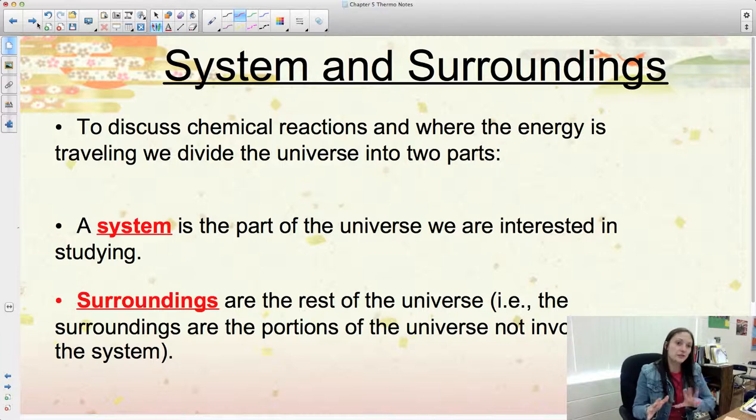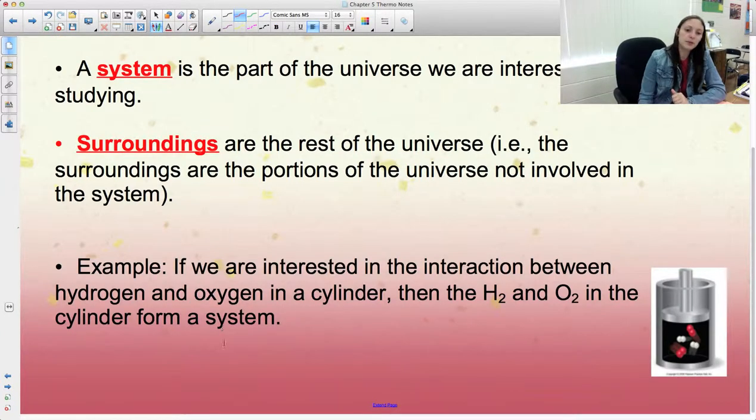And you are the one to define what is a system and what is the surroundings. The example is if you're looking at the interaction between hydrogen and oxygen in a cylinder, then H2 and O2 in the cylinder is the system. And then everything outside of that is your surroundings.